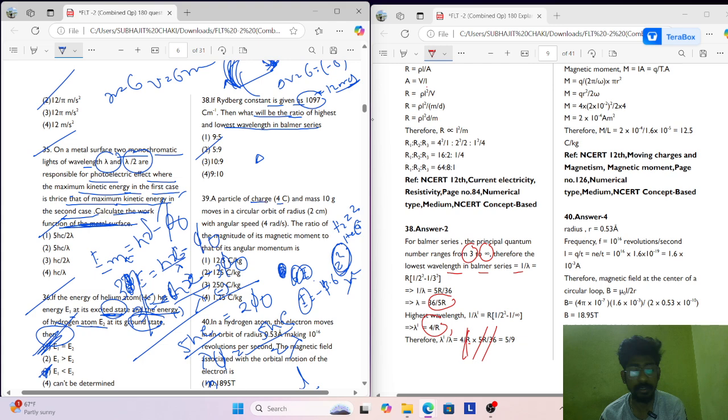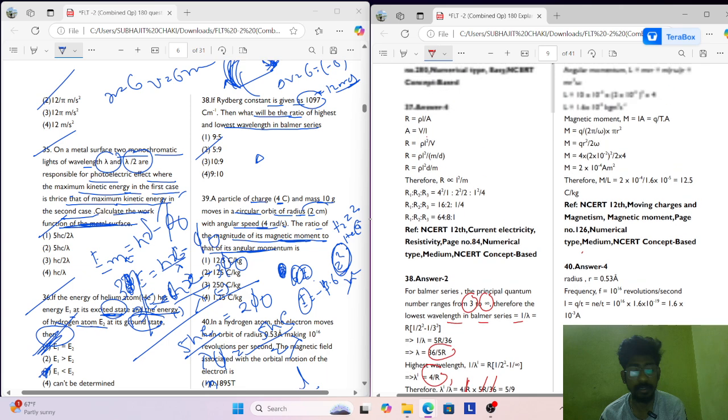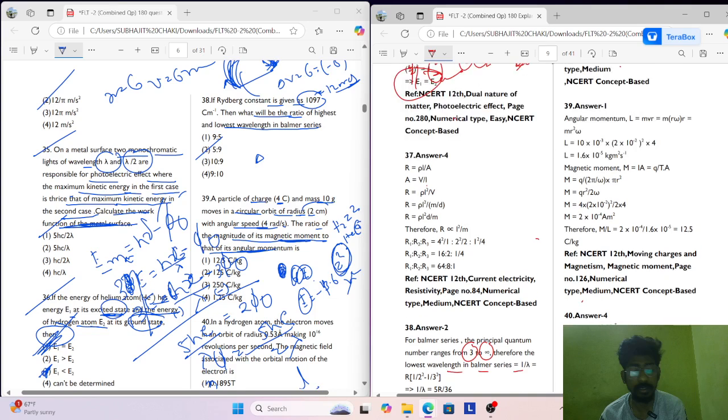A particle of charge 4 coulomb and mass 10 gram moves through an orbital radius of 2 centimeter with an angular speed of this. Find the ratio of the magnetic moment to its angular momentum. Angular momentum is what? mvr, m omega r squared, that is m r squared omega. Here m is 10 to the power minus 3, r is 10 to the power minus 3 will be there. This is m, gram to kilogram. This is r. This is our omega 4. So from this you can calculate L.